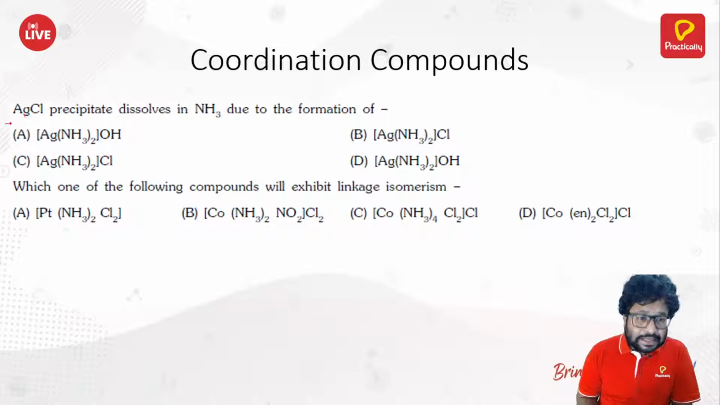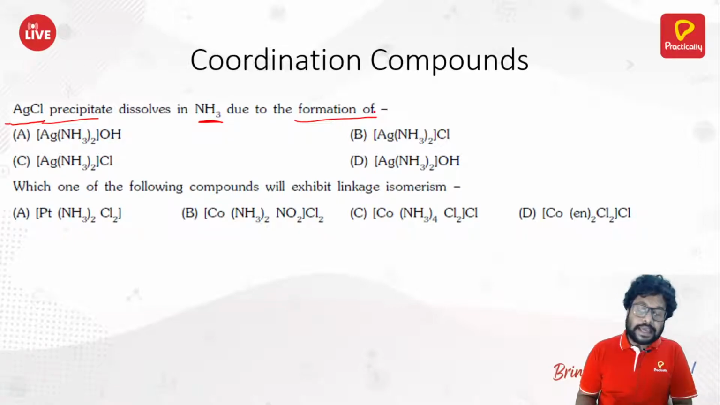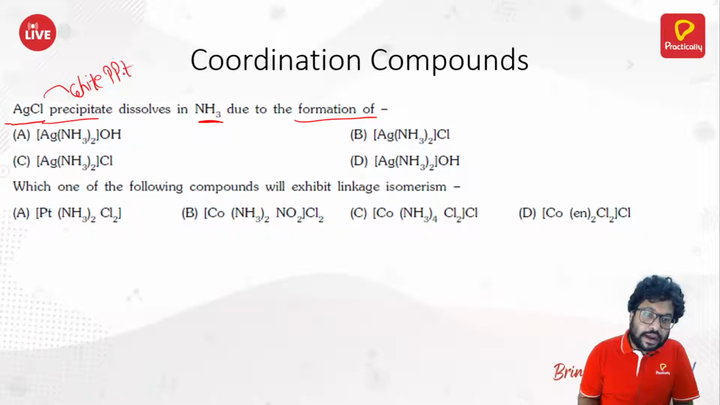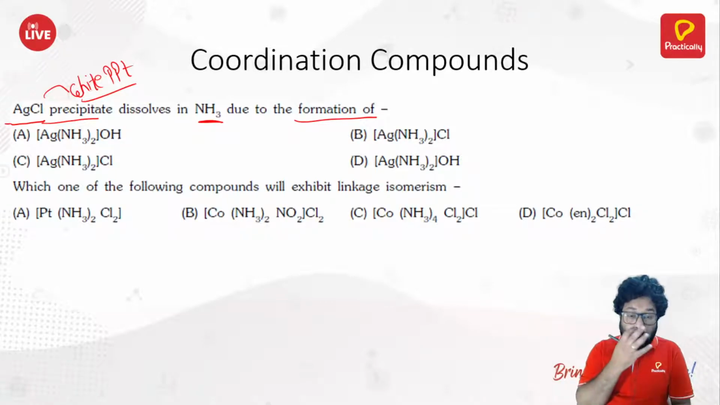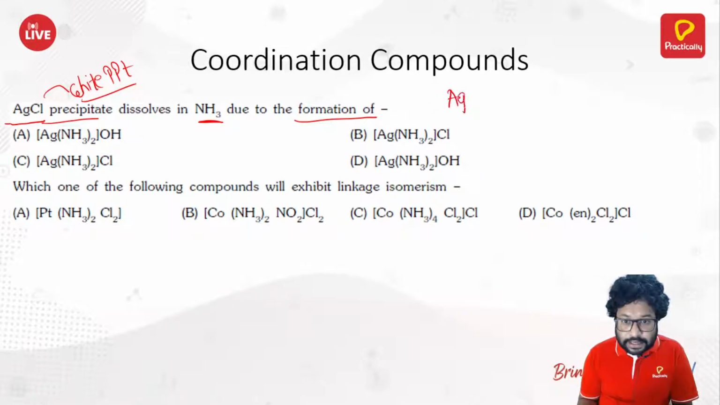AgCl precipitate dissolves in NH3 due to formation of... See, it dissolves. AgCl is a white color precipitate. Okay, it's a white PPT. Now it gets dissolved in ammonia due to formation of a compound. How does that compound look like? Let me tell you. So AgCl basically is Ag+ plus Cl-.